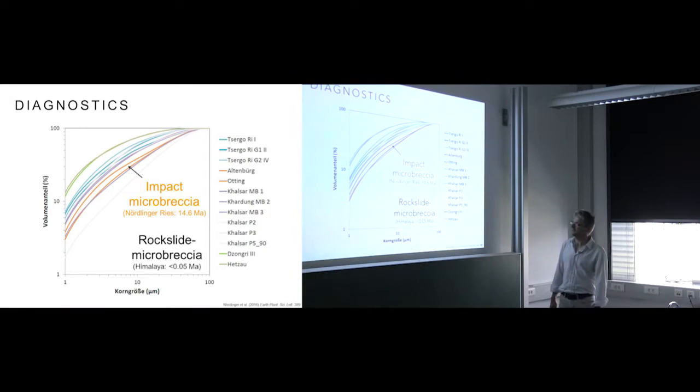If you do your grain size analysis, okay, this is the volumetric percentage and this is the grain size, and you compare your rock slide microbreccia with other breccias from fault zones or even from impact breccia, you have a really hard time differentiating which is which. So you have potential for confusing, if the outcrop conditions are really bad in the field, any sort of gouge-like material, okay? In the worst case, you confuse a fault zone with a huge rock avalanche deposit or vice versa.